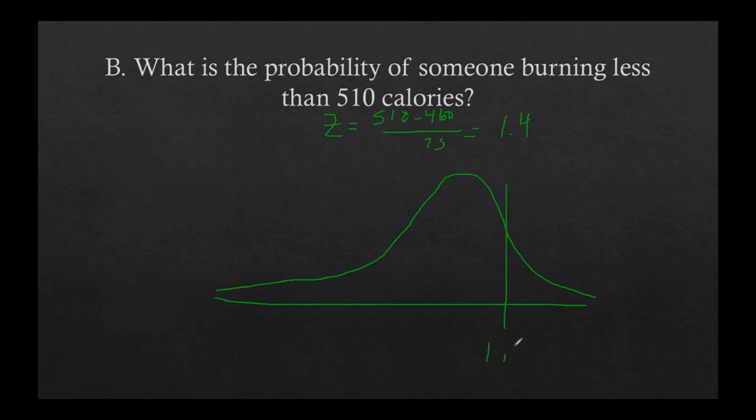So if my z-score is 1.4, if I want to burn less than 510 calories, which direction do I want to find, left or right? Left, exactly, because less is left. And so that makes it easy. If I want left, then I simply have to go to my table, find 1.4 in the z-score, and what is the area to the left of that?